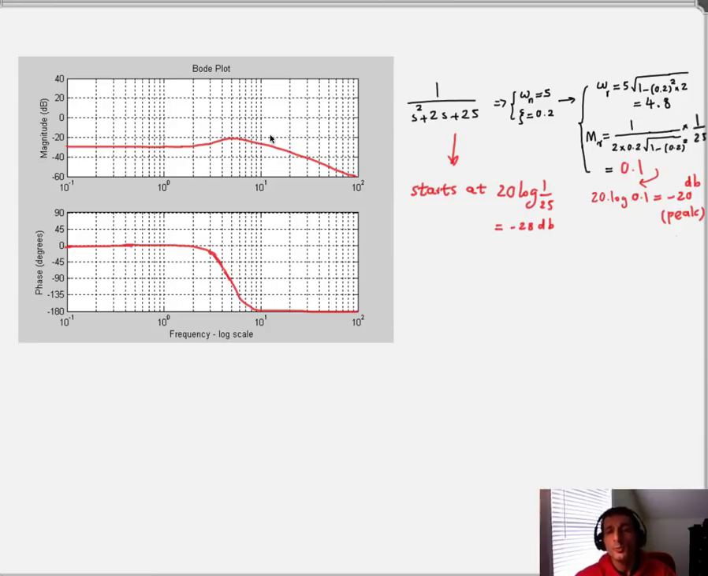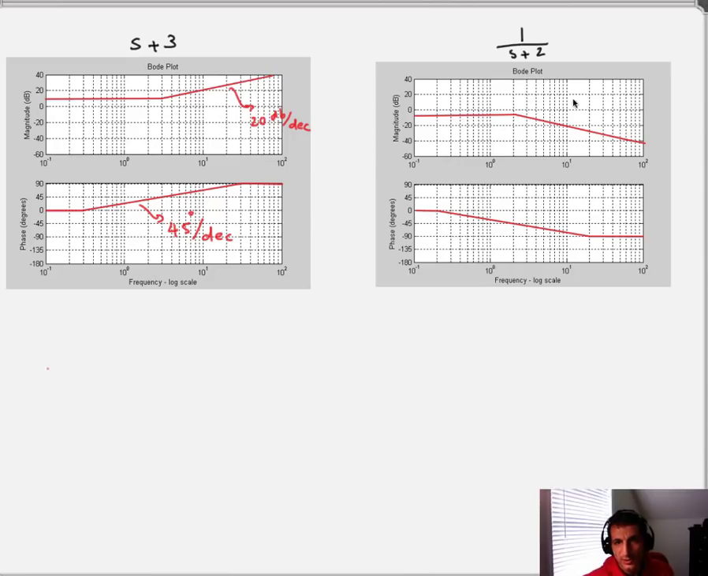So now your new peak is going to be MR equal to this, and it's going to be almost 0.1, and 20 log of 0.1 is really negative 20 dB, which is going to be this point here. So this peak value here is almost negative 20 dB, and that happens at this frequency, 4.8 radian per second. So now basically you need to take this plot, take this magnitude, add it to this magnitude and also to this magnitude, so that will give you the complete magnitude plot.